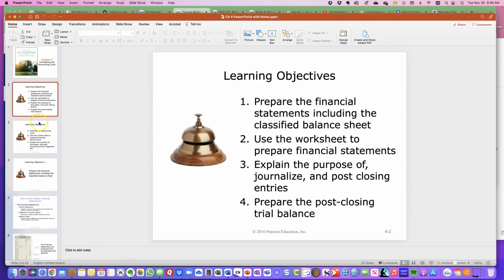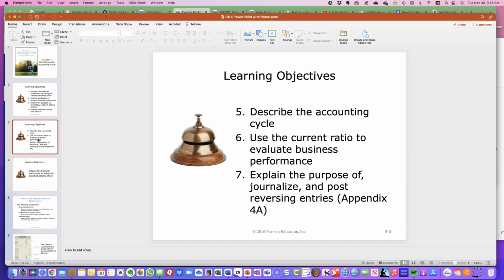You can see our income statement here. These are the same learning objectives that came from your summary that we just did, right? We want to prepare the financial statements, which is going to include a classified balance sheet where we're classifying assets as current and long-term, and classifying liabilities as current and long-term. We're going to talk about the worksheet and how to prepare the financial statements from the worksheet, explain the purpose and journalization of post-closing entries, prepare the post-closing trial balance, and describe the accounting cycle, all 10 steps, and using the current ratio. We're going to skip the appendix in this case.